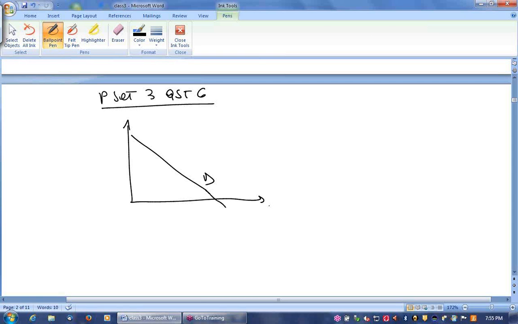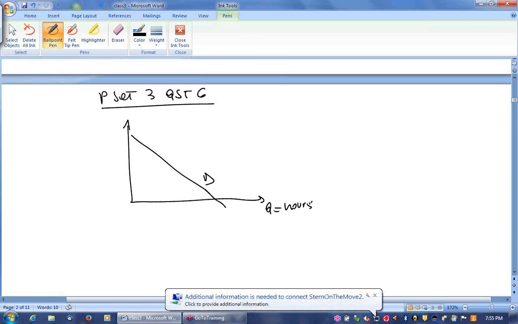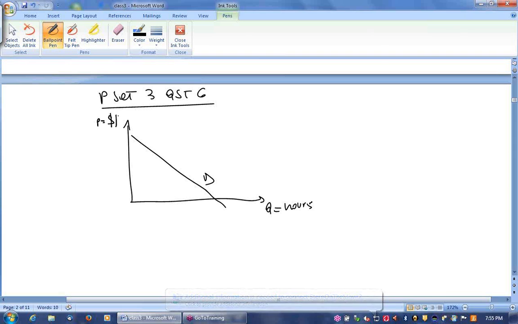This is our demand. Quantity are the hours. Here there is the price, in dollars per hour. So this is all the information we have till now. And the lowest price per hour at which no one would buy any of the service is $200 per hour. So our intercept is 200.